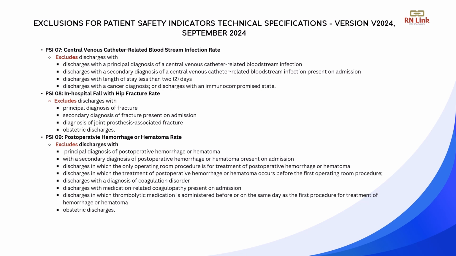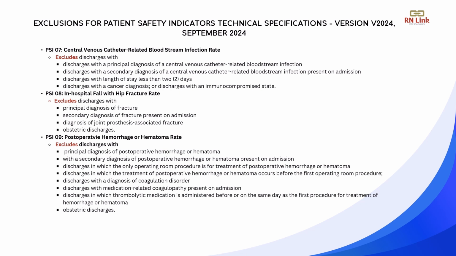PSI 08, in-hospital fall with hip fracture rate. Excludes discharges with principal diagnosis of fracture. Secondary diagnosis of fracture present on admission. Diagnosis of joint prosthesis-associated fracture. Obstetric discharges. PSI 09, postoperative hemorrhage or hematoma rate.